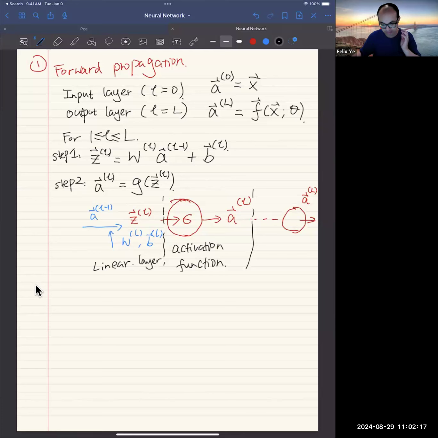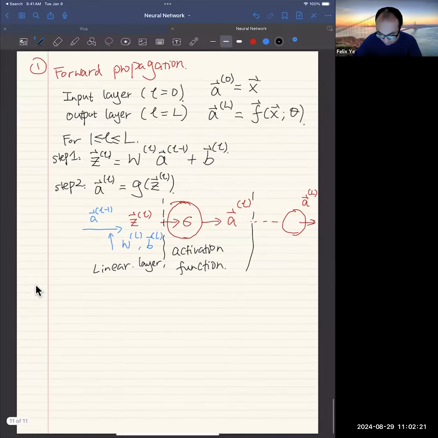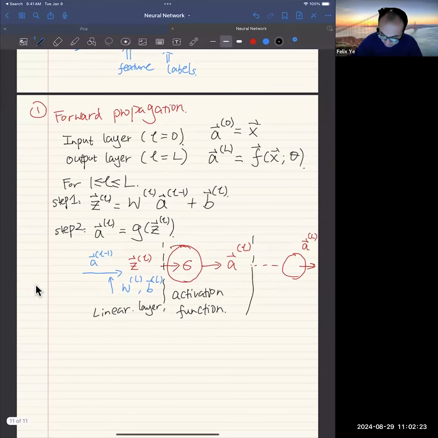Okay, so that's the forward propagation. Basically, forward propagation says you are given the x and the theta already. So all the parameters we already know. Just plug in and find out all these and output at the output layer.